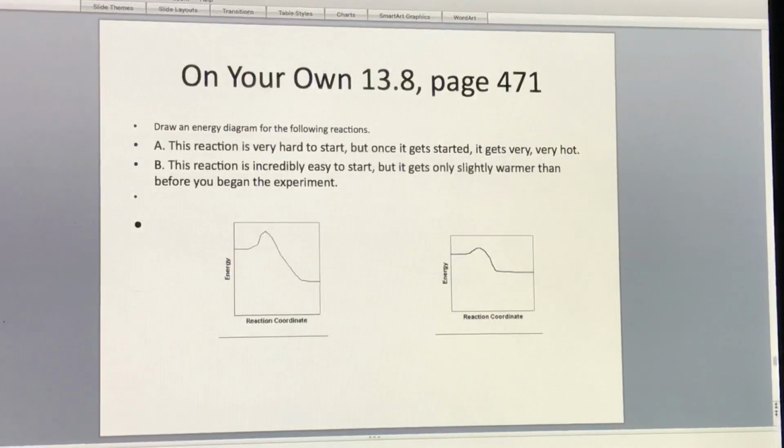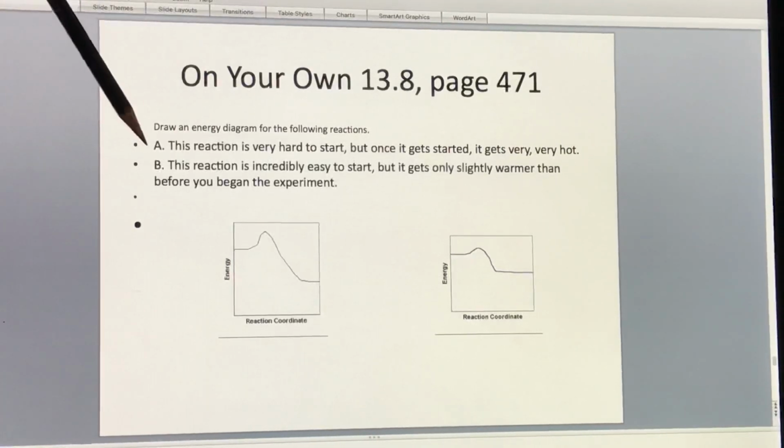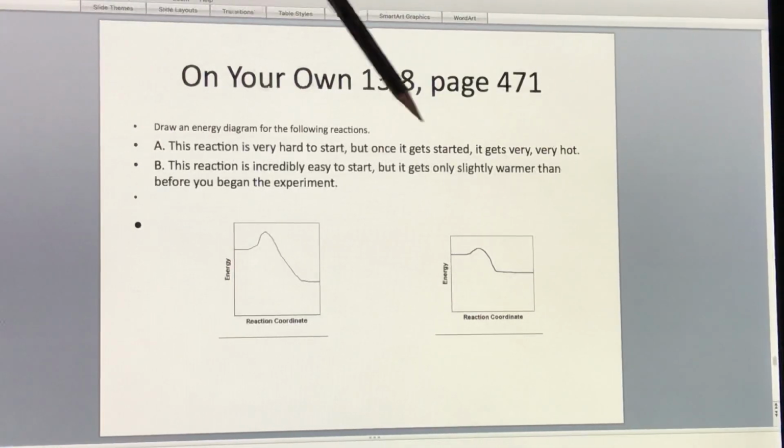All right, so on your own, page 471, we're on 13.8. They're going to ask you to create your own chart. Of course, the answers are in the back, but you can just think of how you would create a diagram to match this scenario. And so on A, it says this reaction is very hard to start, but once it gets started, it gets very, very hot. So we know if it's hot, it's got to be exothermic.